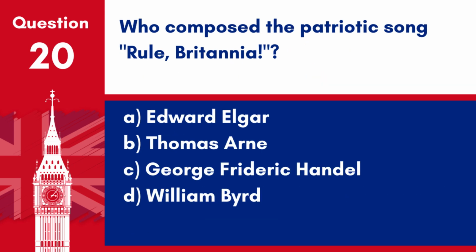Question 20. Who composed the patriotic song Rule Britannia? A. Edward Elgar. B. Thomas Arne. C. George Frederick Handel. D. William Byrd. Answer: B. Thomas Arne. Thomas Arne composed the music for Rule Britannia in 1740.